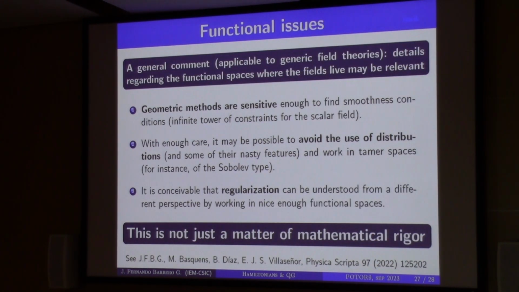And then final slide, and I will finish. I mentioned several times during my talk functional issues, so those are important. Actually, we've been working also on this, and we know that they may play an interesting role. The generic comment that we can actually make for every field theory is that the details of the functional spaces may be relevant, and not only for mathematical rigor, but also to do concrete computations. These geometric methods that I have shown you are sensitive enough to say something about these things. In particular, for example, about smoothness, as I showed in the case of the scalar field, but also other things.